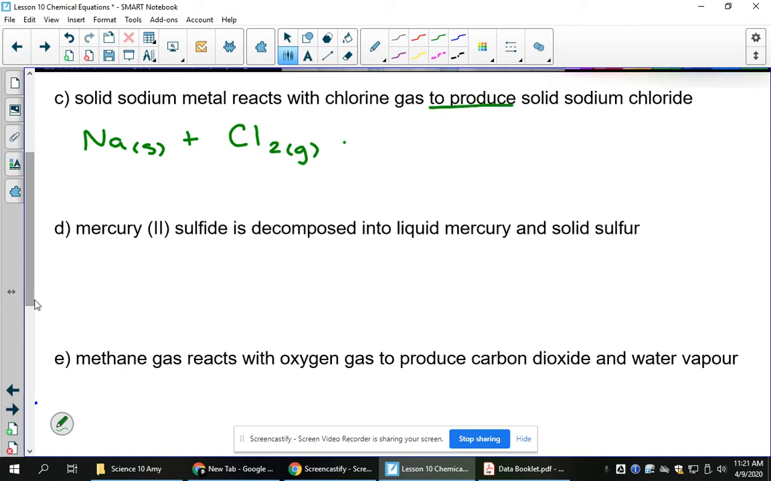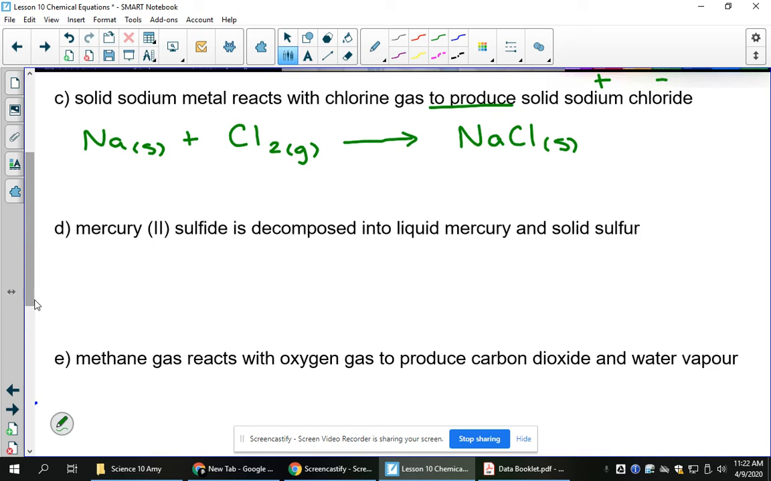To produce, put your arrow where it says to produce. Solid sodium chloride. We have named this one several times. Sodium has a positive charge, chloride has a negative charge. They already balance. So it's NaCl, and they've said solid. That's table salt. We work with that one a lot.